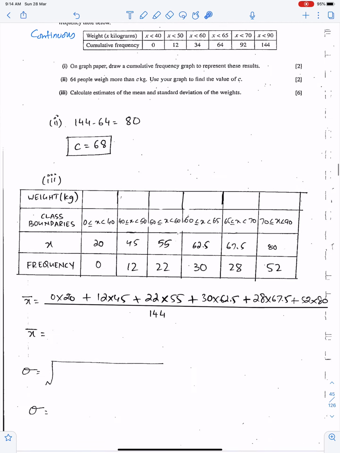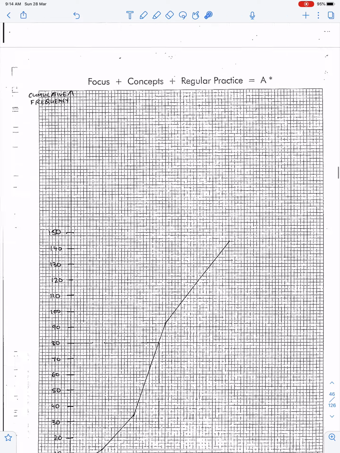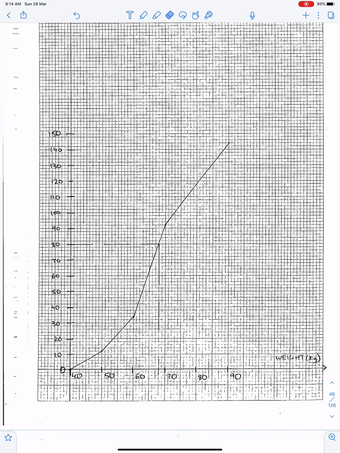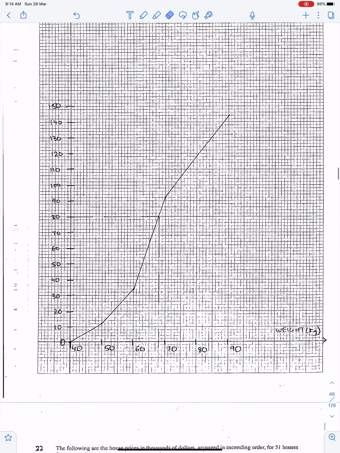Now estimate the median. You all know how to estimate the median. No, they are not asking about median. They are asking 64 people weigh more than C. Again, they are saying more. So you have to go in this way. The total is 144. So 144 minus 64, you will reach here, 80. So this is the number because this part is required.